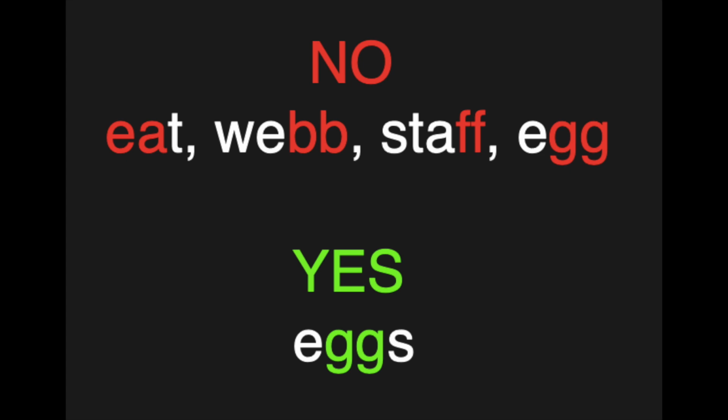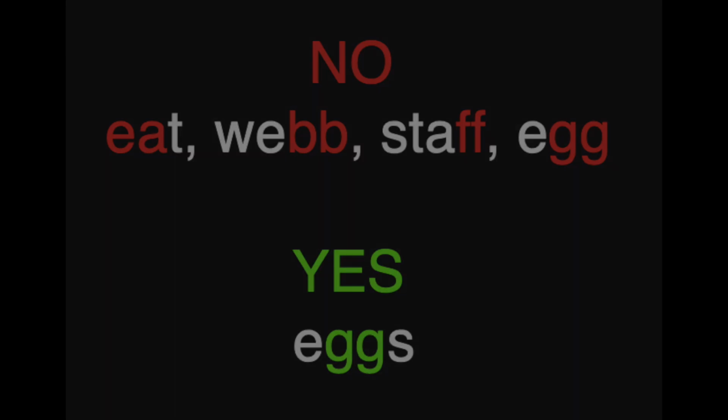These contractions cannot be used at the beginning or ends of words, like the EA contraction being used for the word eat, the double B contraction to be used in the word web, the double F contraction to be used in the word staff, or like the double G contraction to be used in the word egg. If a letter is added to make the contraction be in the middle of a word, such as the word eggs, then you can use this contraction.